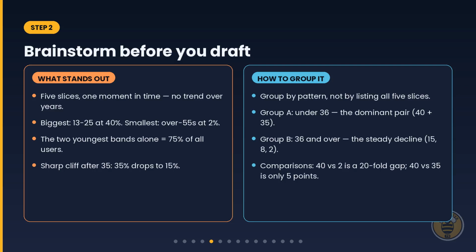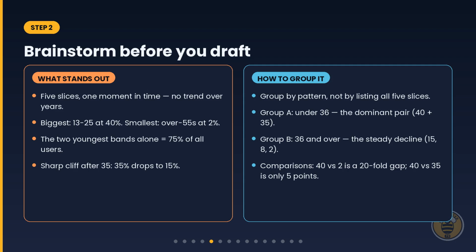Now the brainstorm. On the left, what actually stands out? 5 slices, 1 moment in time. The biggest is 13 to 25 at 40%. The smallest is the over 55s at 2%. And there is a sharp cliff after age 35.